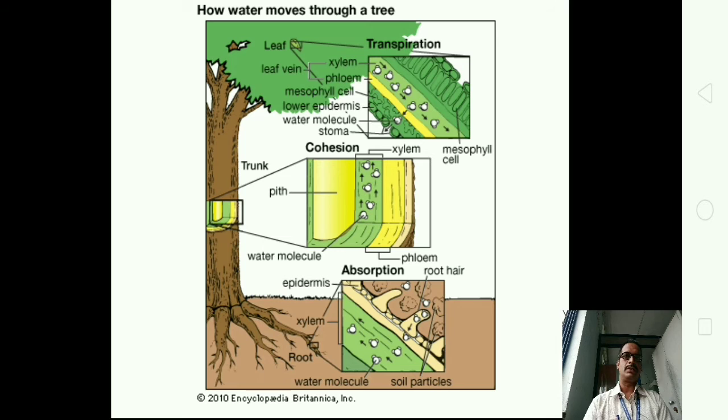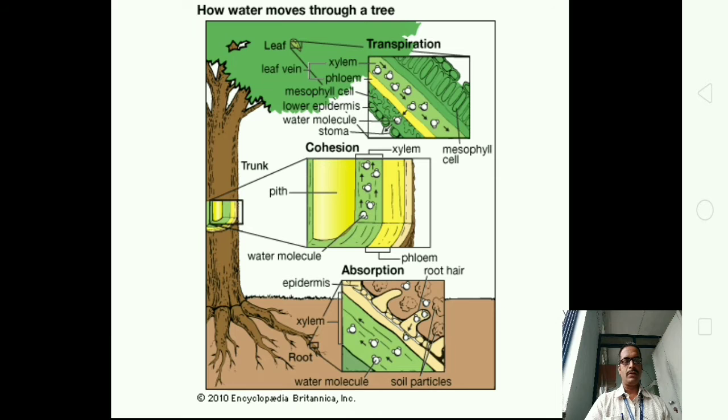In this picture we can see how the water moves from the soil to the tip of the plant. Water from the soil particles is absorbed. From the picture we can see that water molecules from the soil particles are absorbed by the root hair and pass from the epidermis to the xylem of the root system. The water molecules from the xylem pass through the trunk or the stem to various parts of the tree, for example, leaves.